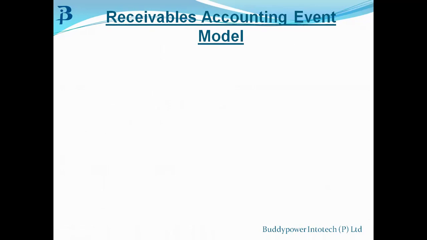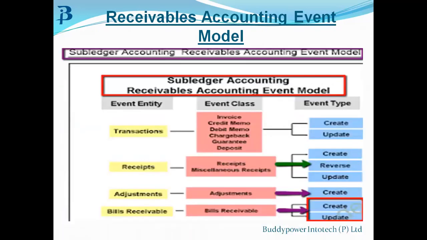Then, moving ahead, we have the receivables accounting event model. An accounting event is a business event in Oracle Receivables that has accounting impact. For example, creating or applying a receipt is an accounting event. Not all business events have accounting impact. You getting my point? Signing of a contract is a business event, but it does not have an accounting impact.